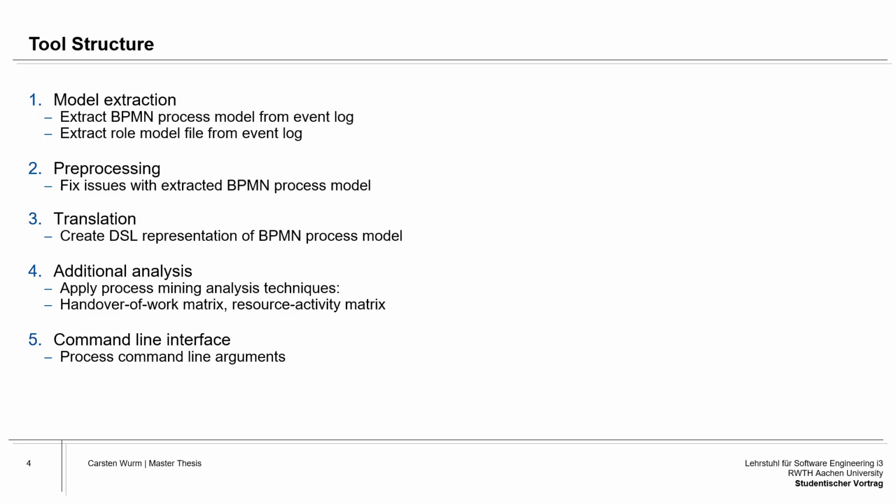Fourth is the additional analysis module, which performs the additional analysis steps on the event log to provide the user with additional insights into the underlying process. 2 examples are a handover of work matrix, which gives the user an idea into which resources are commonly handing over work to which other resources, and a resource activity matrix, which gives the user an insight into which resources are performing which activities in the underlying process.